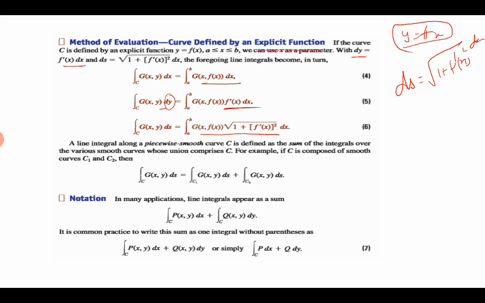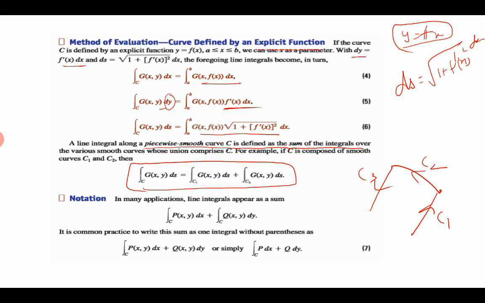And the third one is ds. The line integral along a piecewise smooth curve C is defined as the sum of line integrals. So if there are piecewise curves here and we want to integrate along all of them, we integrate along C1, along C2, along C3, and then sum them up. That is given here.